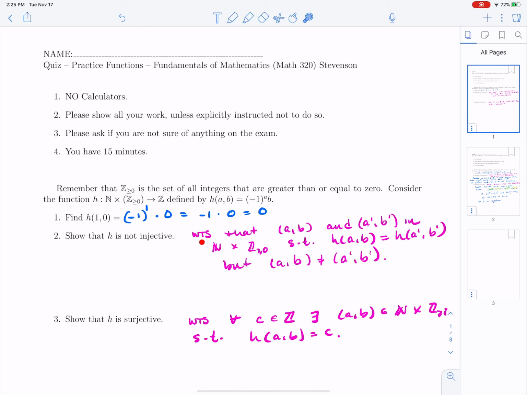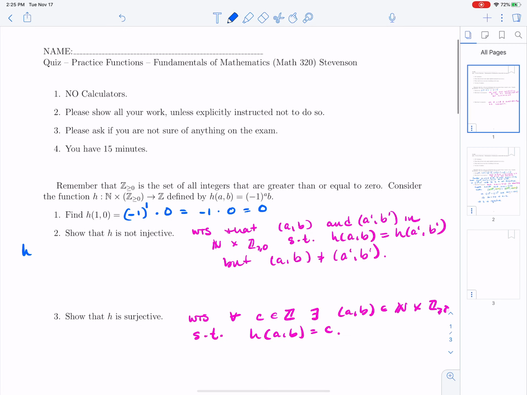Because remember, when it's not injective, I want to show that there's two inputs coming from this N cross the integers greater than or equal to 0. So we've got an a and a b in here, and an a prime and a b prime that's in there that are not equal, but that h maps to the same place. Okay, so you might want to pause the video and just try and do that based on this example right here. I'm going to assume that you paused the video, and we're just going to go ahead.